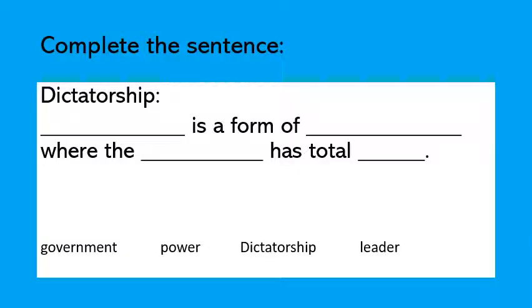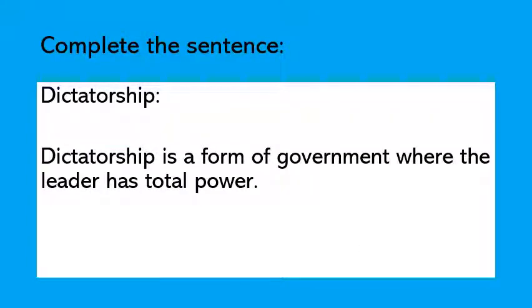So I'd like you to now write down dictatorship and complete this sentence, again using the words from the box at the bottom. Pause the video and resume when you're ready. So you should all have written down, dictatorship is a form of government where the leader has total power.